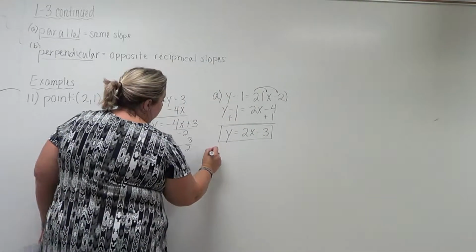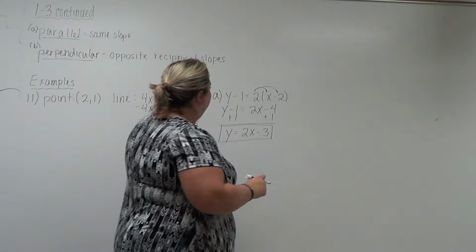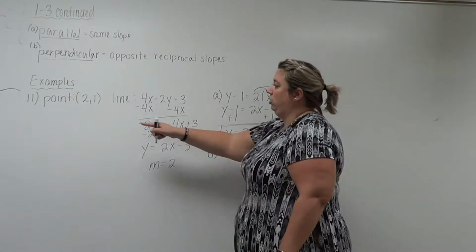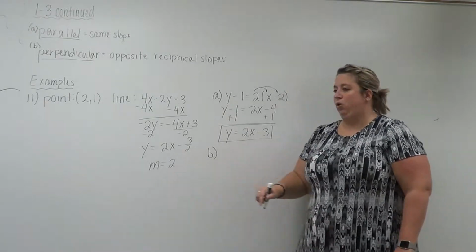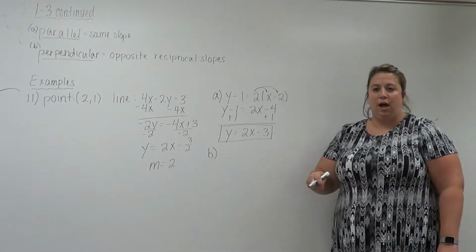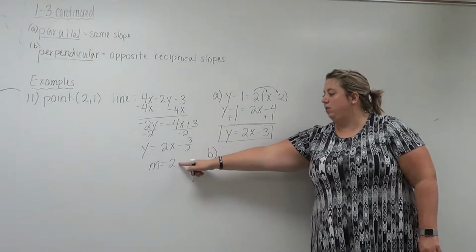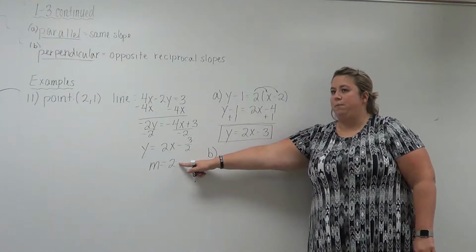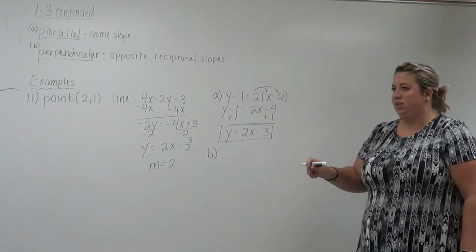Perpendicular, you're still using the same point. So we're still going to use the point 2, 1. But now I need the opposite reciprocal of 2. So opposite is when you change the sign, reciprocal is when you flip it. So the opposite reciprocal of 2 would be what? Negative 1/2. The rest of this is set up the same way.